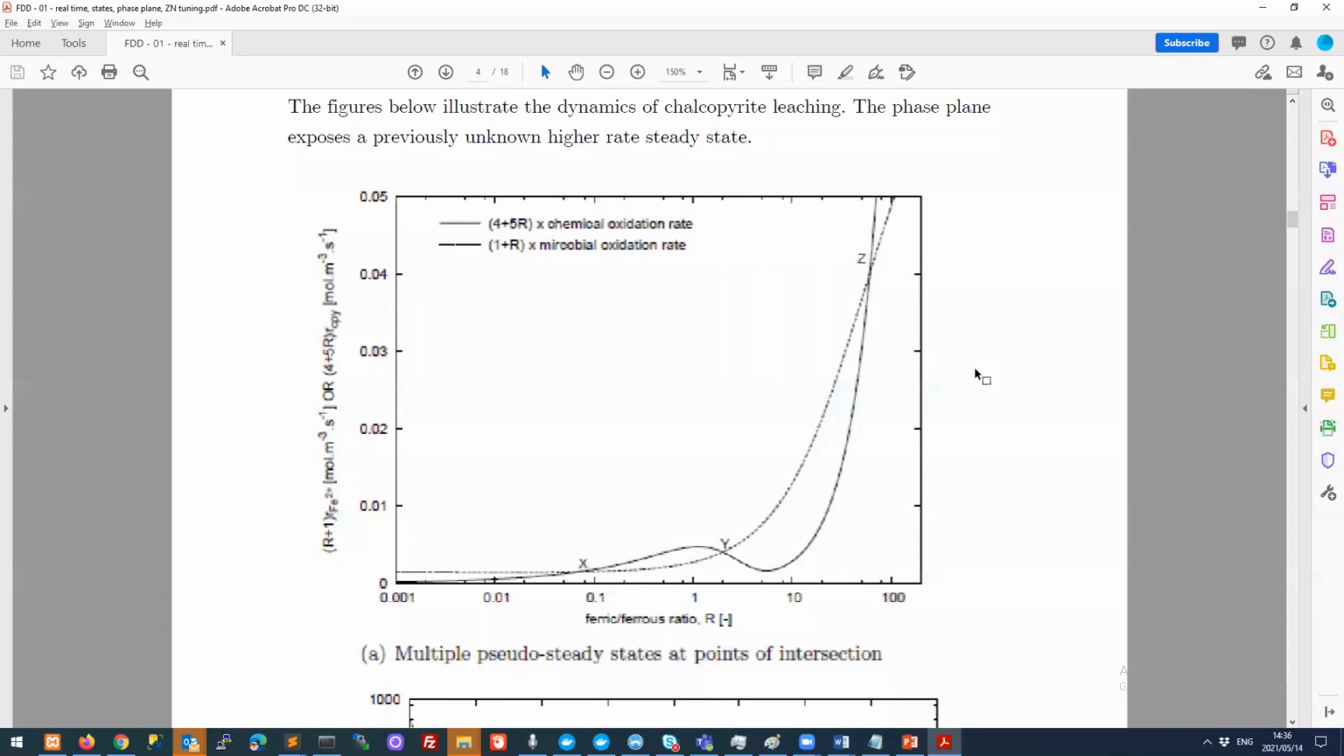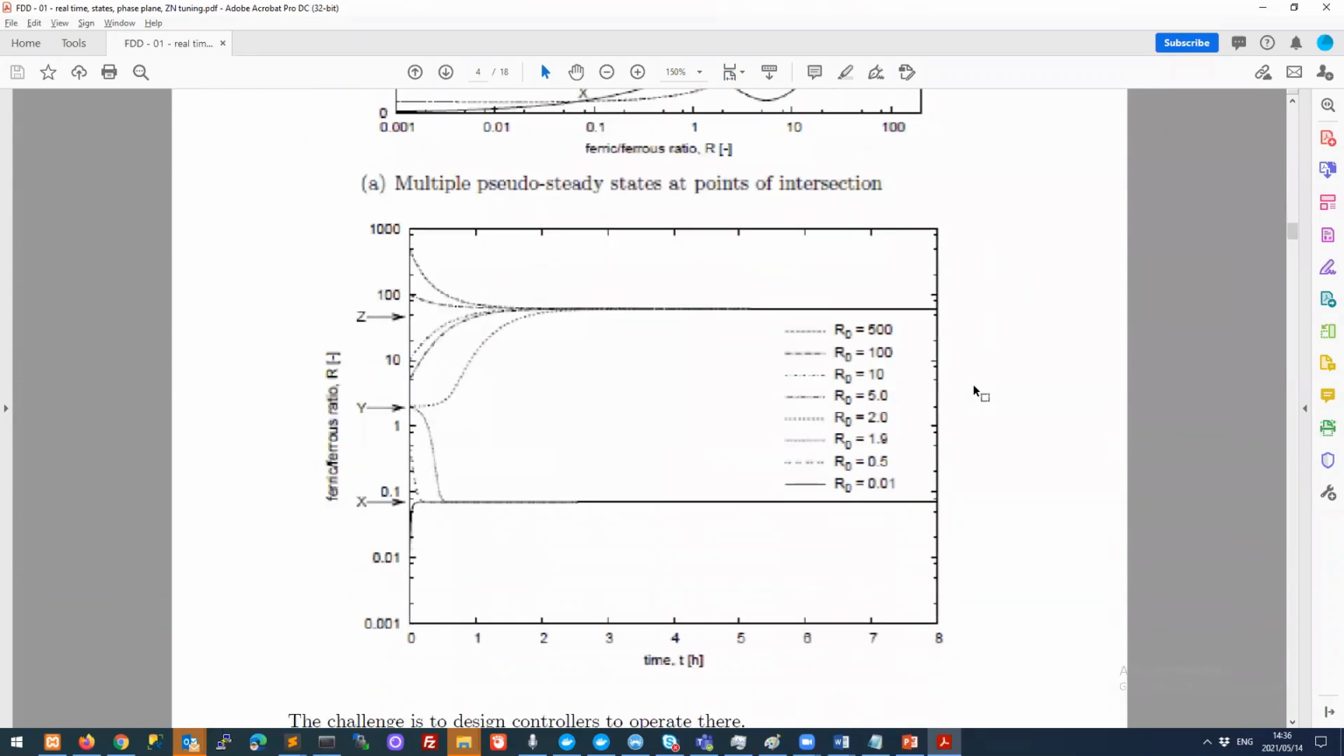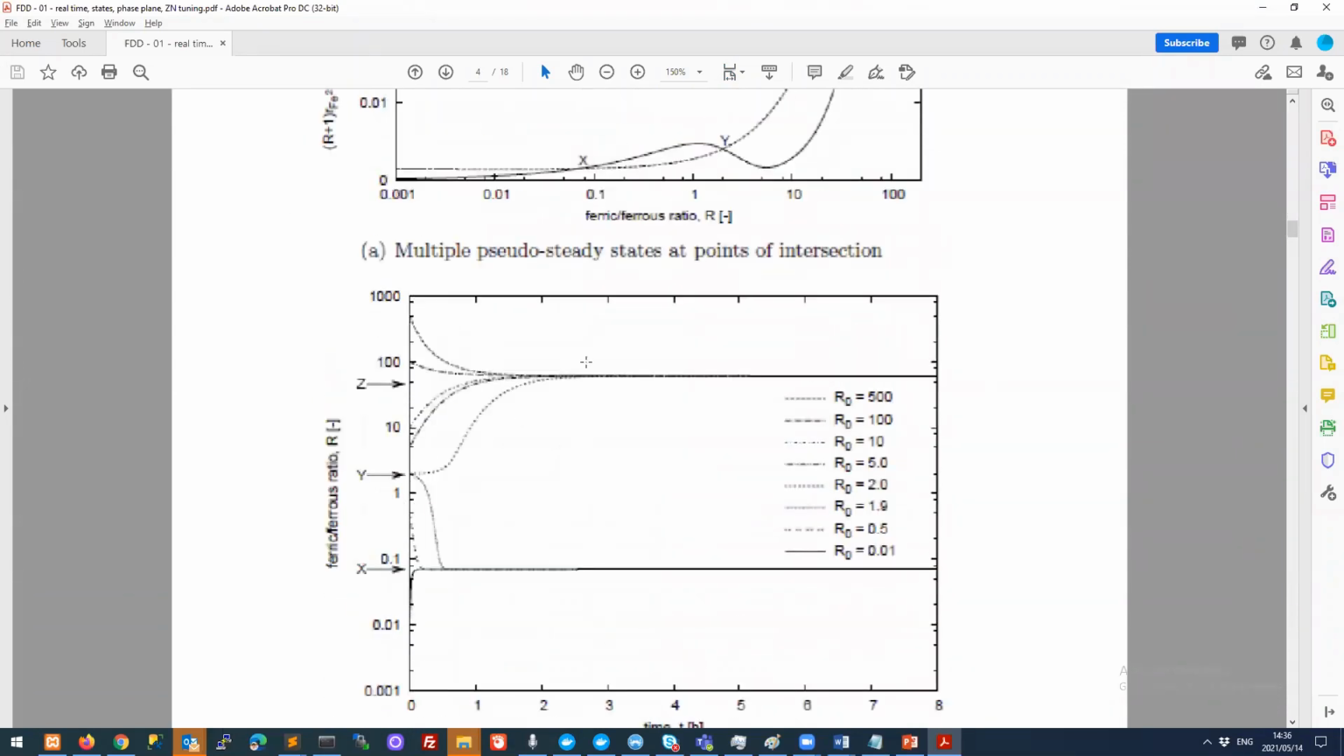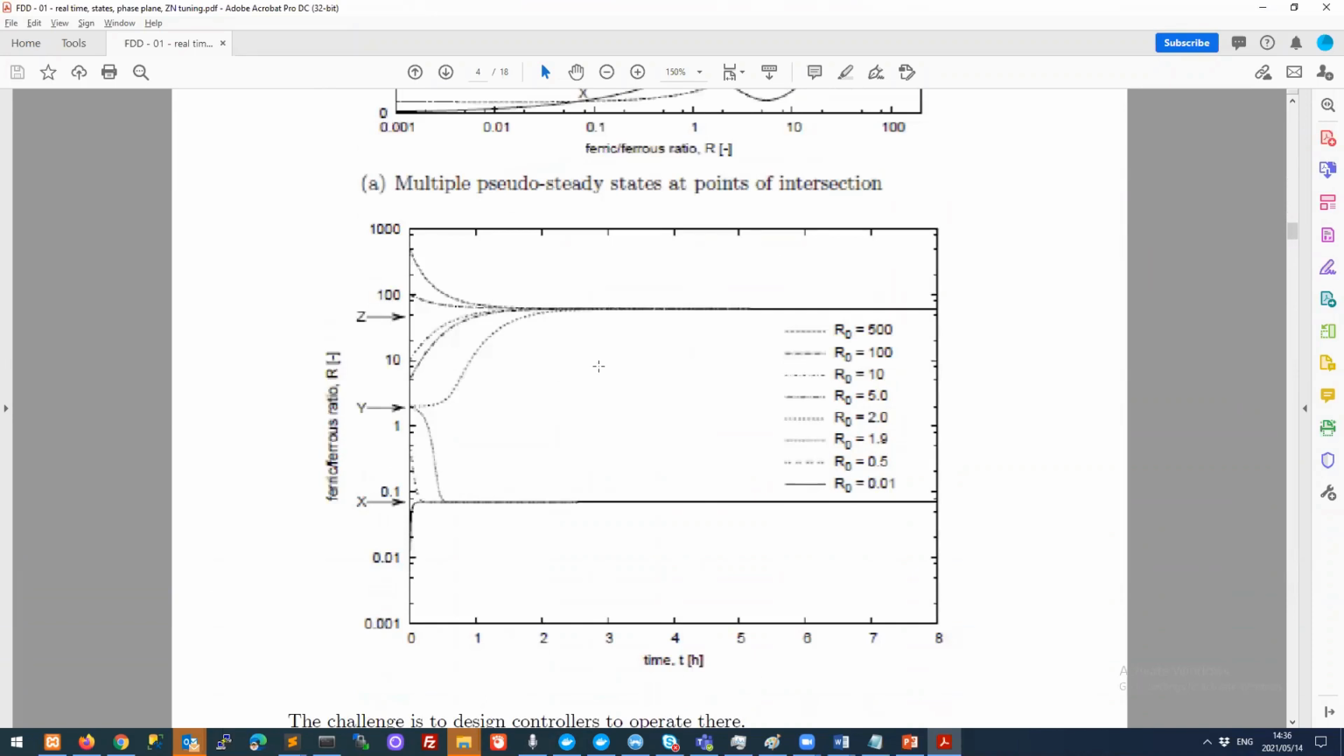This is a picture from my own research. This had to do with the bioleaching of chalcopyrite. And here's the time picture. This is something the minerals industry reported for many years, that no matter where they started, they always seem to end up on the same steady state. And then on certain odd occasions, they've seemed to fall down into some other steady state.